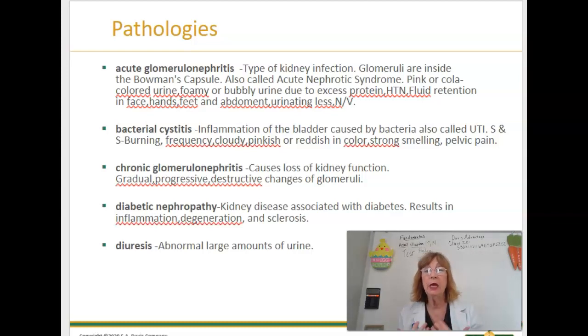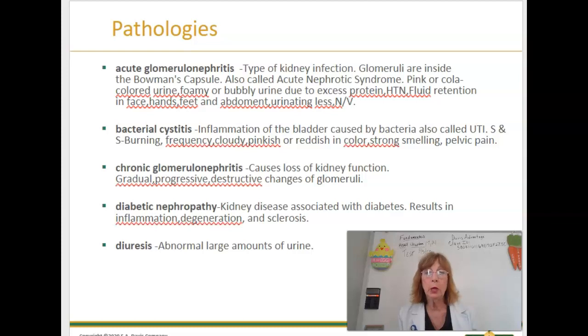Bacterial cystitis, we know what bacterial is. Anything with cysto has to do with the bladder, okay? So remember that the bladder, we had the cholecystitis or cholecystectomy. That was the gallbladder. Cystitis, okay? So when it's just cysto or cystitis, that's just the urinary bladder.